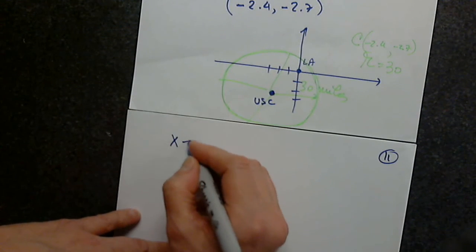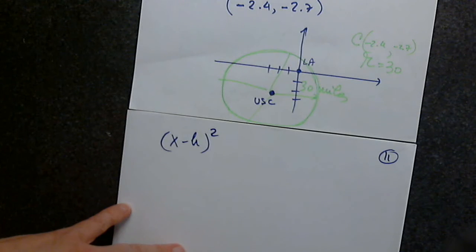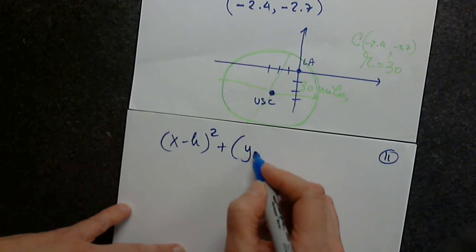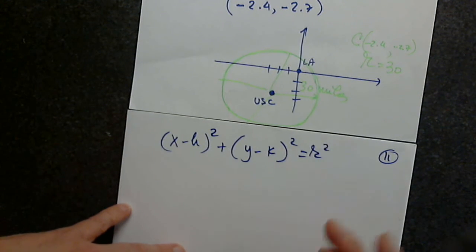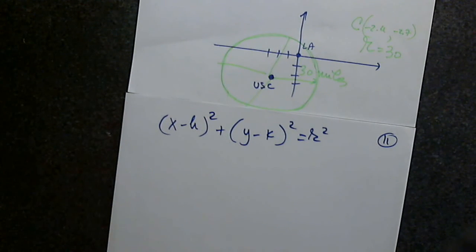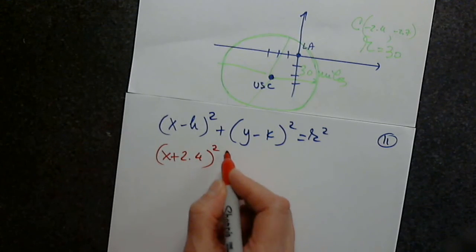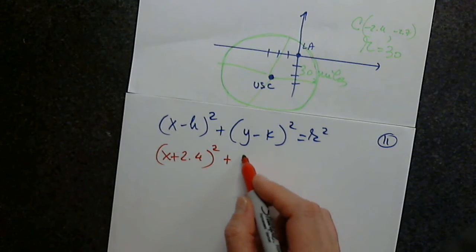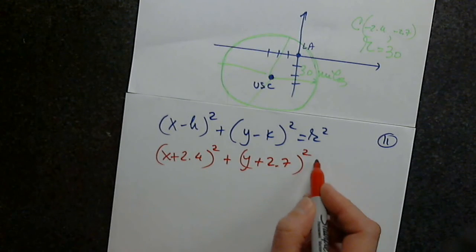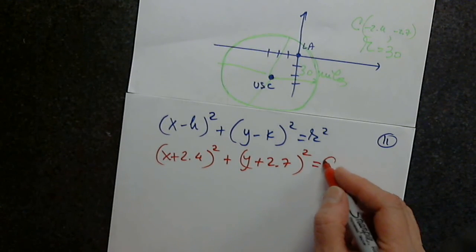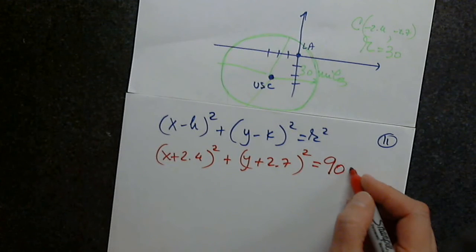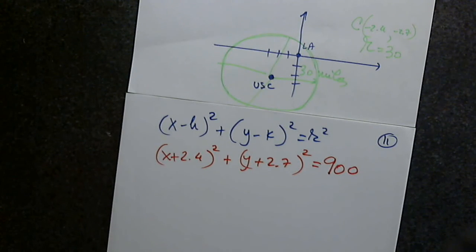So remember the equation of the circle. You have to write it at least 6 or 7 times or more till you get used to it. Otherwise, you may forget it. Good. So then, what should I write? X plus 2.4 everything squared plus everything squared equals 900. That's it. That's the equation.